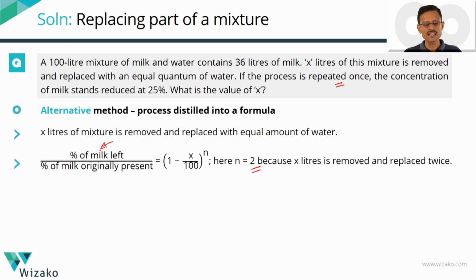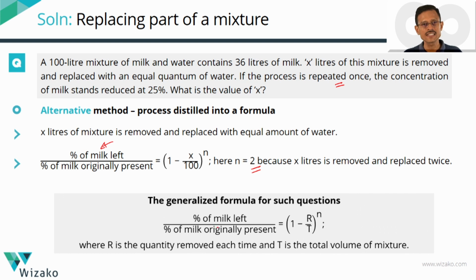So this is going to be the generalized formula. Percentage of milk left divided by percentage of milk originally present is equal to 1 minus r by t raised to the power of n. What is r? R is the quantity removed each time. In this case, it is x. What is t? T is the total volume. In our example, the total volume ended up being 100, so we went with 100. But if it is 40 liters, don't worry, it is 1 minus r by 40 raised to the power of n.